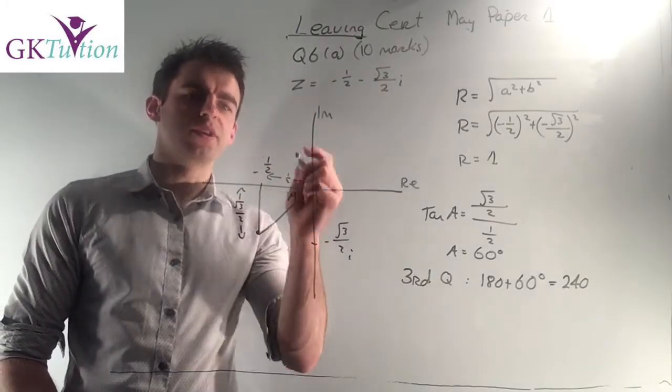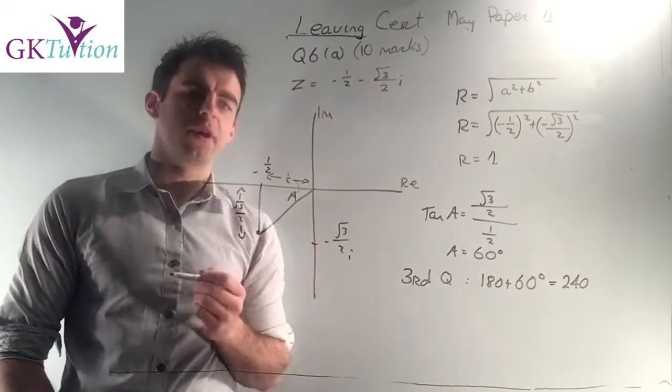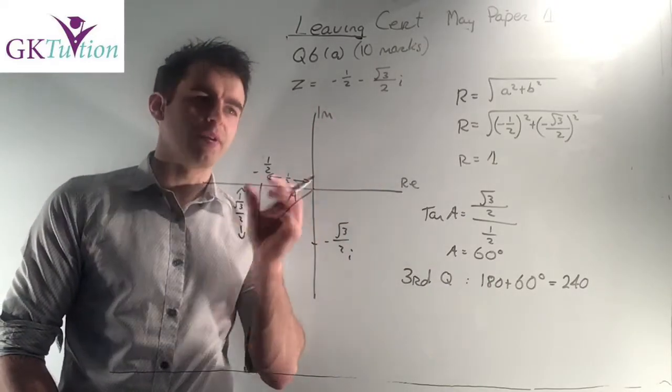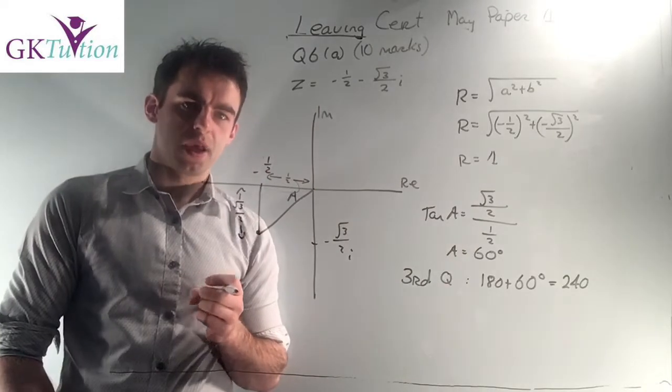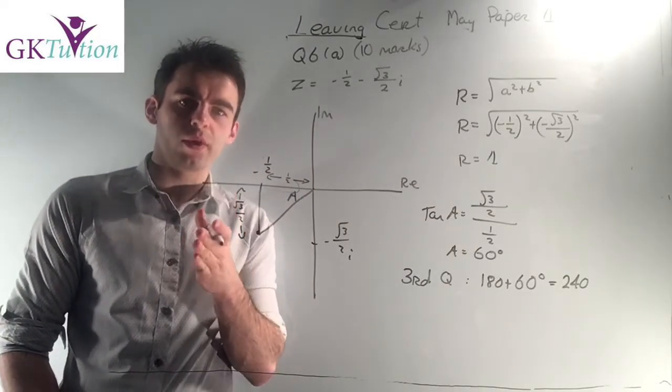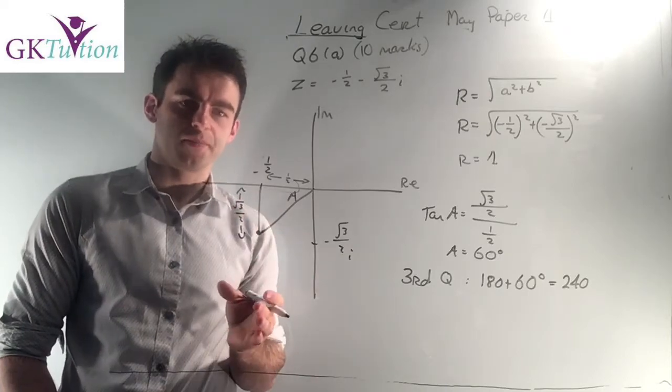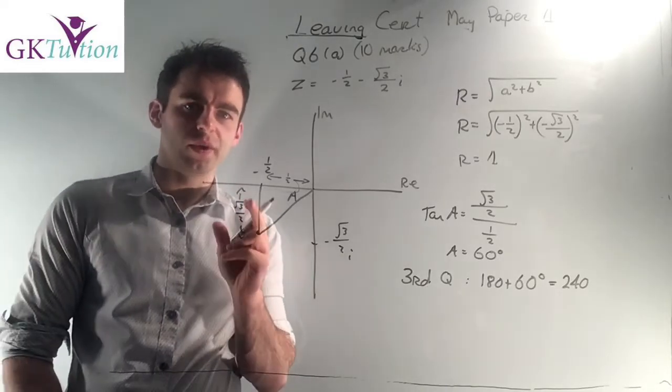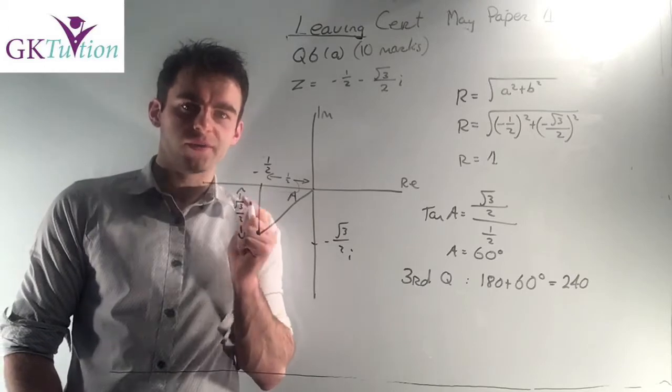Okay, so for question 6 here, there's 10 marks going for part A. In part A, we're told that z is equal to minus a half minus root 3 over 2 i, and we're asked to write this in polar form. In order to write a complex number in polar form, it needs to be in the form r cos theta plus i sine theta. So obviously the two things I need to do here are find the value of r and find the value of theta.